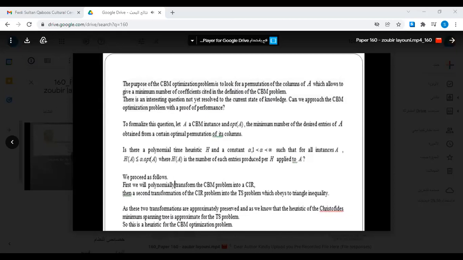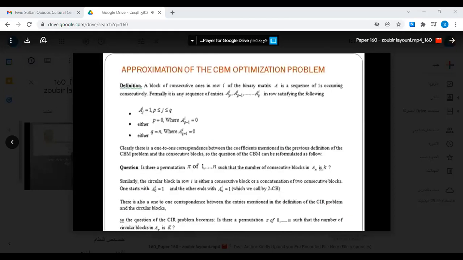First, we polynomially transform the CBM problem into a SIR problem. Then a second transformation of the SIR problem into the traveling salesman problem, which obeys the triangle inequality. As those two transformations approximately preserve the solution, and as we know that Christofides' minimum spanning tree heuristic is an approximation for the traveling salesman problem, this gives a heuristic for the CBM optimization problem.